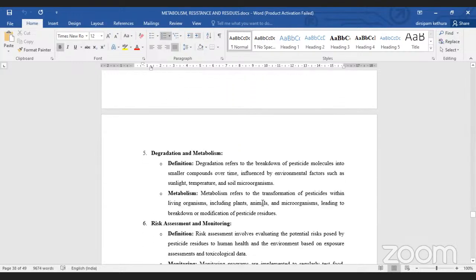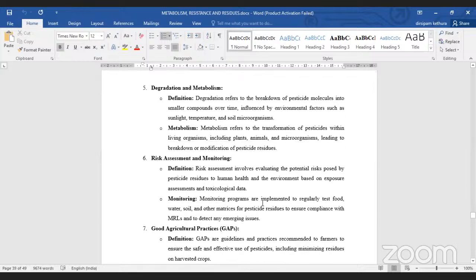And the fifth one is degradation and metabolism. What is degradation and metabolism? Degradation refers to the breakdown of pesticide molecules into smaller compounds over time, influenced by environmental factors such as sunlight, temperature, and soil microorganisms. And the metabolism refers to the transformation of pesticides within living organisms, including plants, animals, and microorganisms, leading to breakdown or modification of pesticide residues.